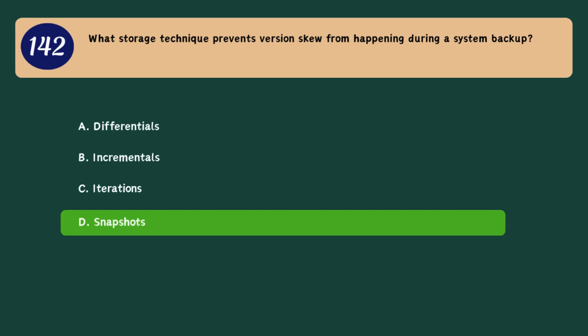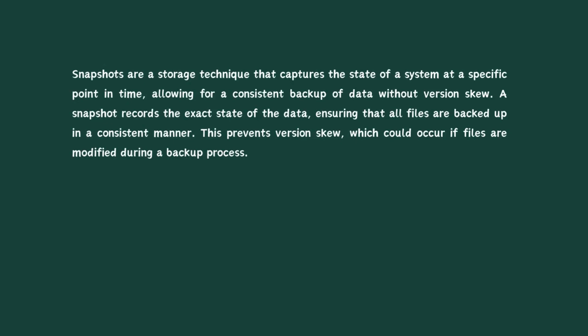Correct answer. D. Snapshots. Snapshots are a storage technique that captures the state of a system at a specific point in time, allowing for a consistent backup of data without version skew. A snapshot records the exact state of the data, ensuring that all files are backed up in a consistent manner. This prevents version skew, which could occur if files are modified during a backup process.